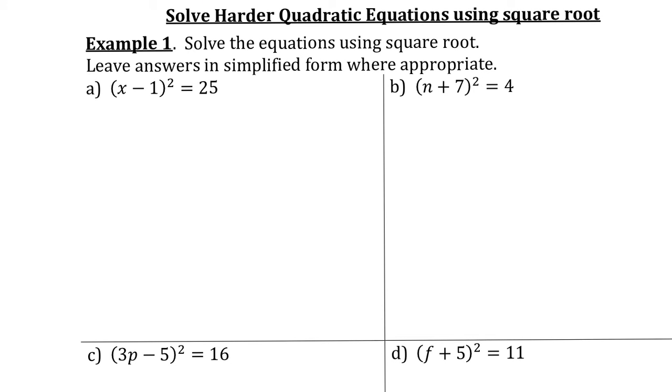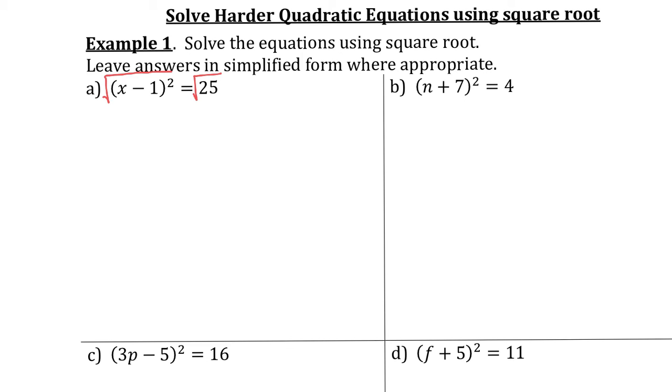Okay, I'm still going to solve using square root, and I'm going to simplify my answer where appropriate. Now the weird thing about this is the squared is outside the parentheses. So I kind of want to plus the 1 to the other side, but I can't because the minus 1 is trapped inside the parentheses. So to untrap it, I need to cancel this squared first. To cancel this squared, I'm still going to square root it. If I do it to the left, I do it to the right.